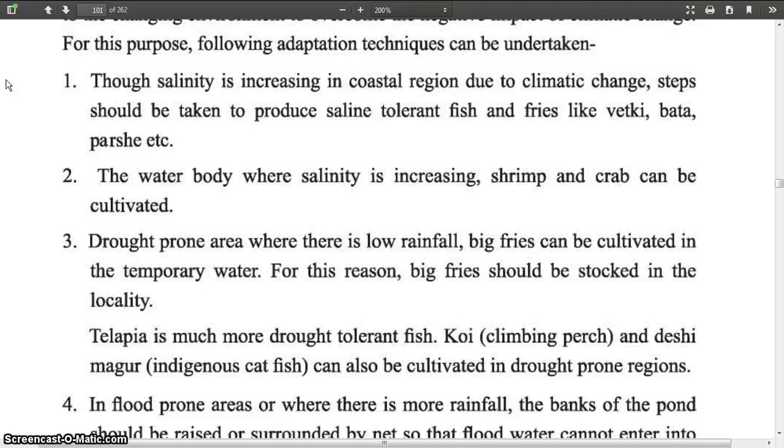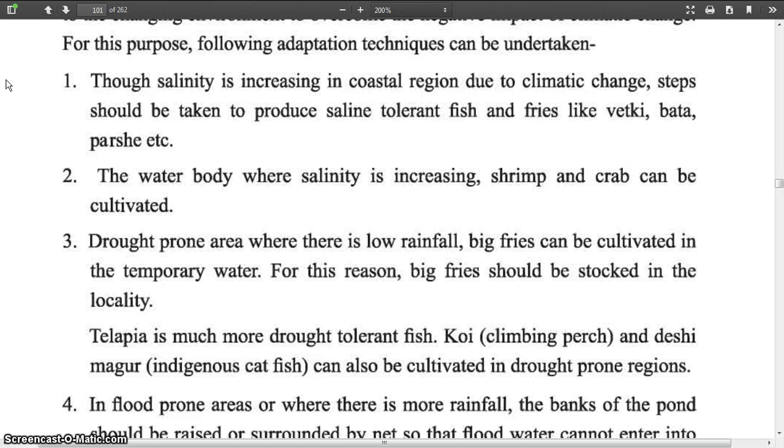So from this first technique we have learnt that there are some fishes like bhetki, bata, parshi. These fishes are very much tolerant to saline water. So if we cultivate this type of fish in this region, we can easily meet the demand of fishes.